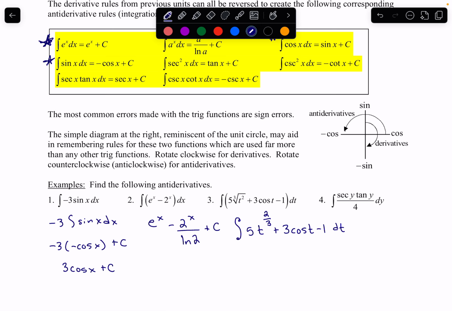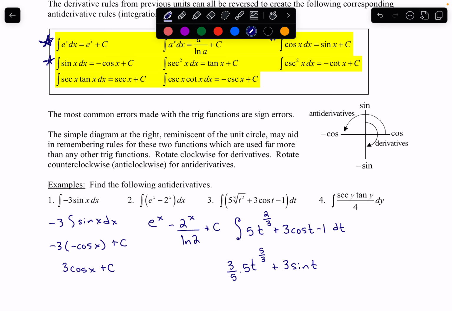t to the 2/3, I've got to add 1, which is going to become t to the 5/3, which means now I have to divide by 5/3, which is the same thing as multiplying by 3/5. So I've got 3/5 multiplied by 5 out in front. Cosine of t, up above it says cosine just becomes sine. So that just becomes 3 sine of t.